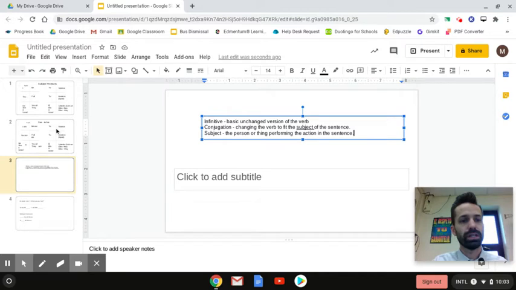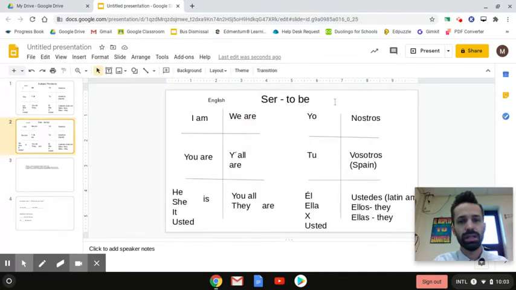So if we go back here, in English, the unchanged version is to be. But to fit it to your subject, you have to change it. So we have I am, you are, he, she, it is, we are, y'all are, they are. You can see that most of these are just versions of are. But I am and he, she, it is are the different ones. So in all, we have four different words: be, am, is, and are.